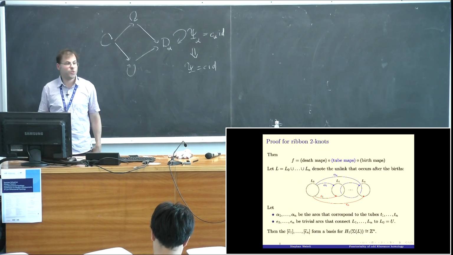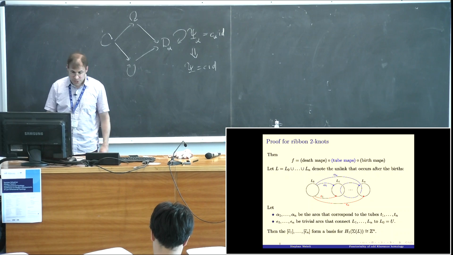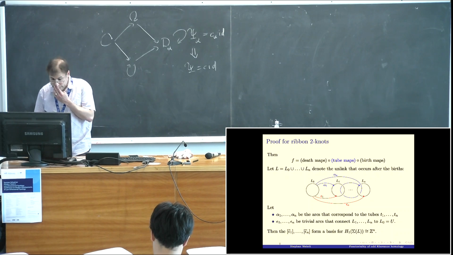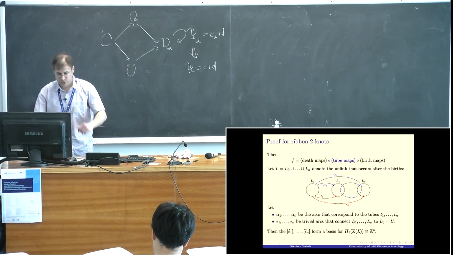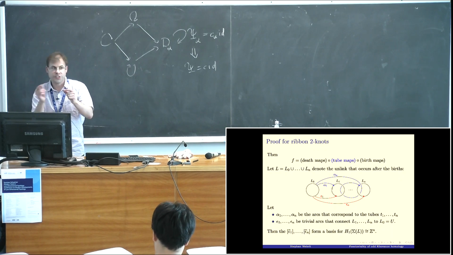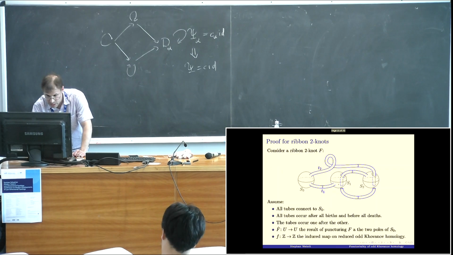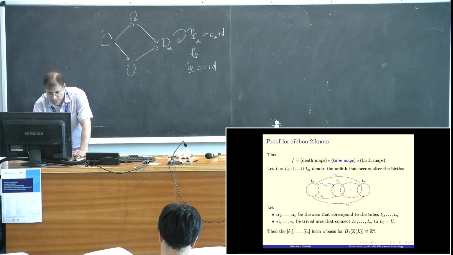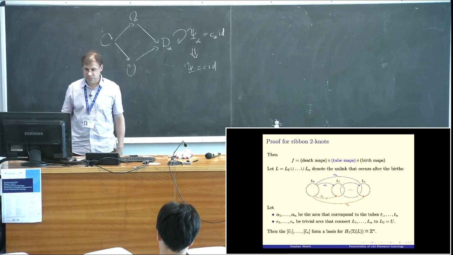And I first want to compute the tube maps. And for this, I want to look at the unlink that occurs right after the birth. So these circles that you see here are the small circles that, if I go to the previous slide, go around the south poles of these spheres. And then I also have these blue arcs. These represent the tubes in the ribbon 2-knot. And then I also want to consider these trivial arcs epsilon, so they don't overcross or undercross anything.